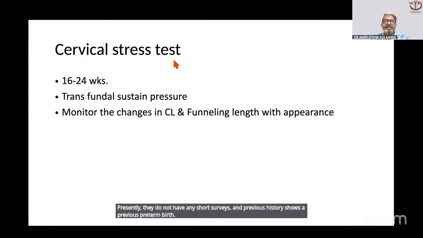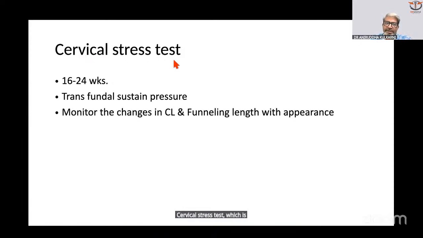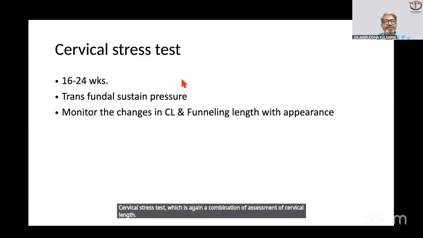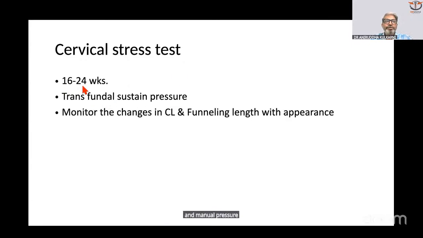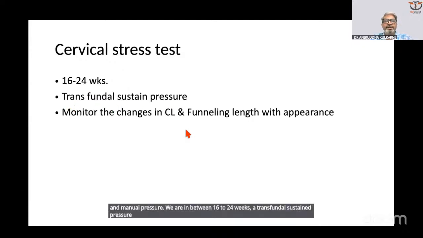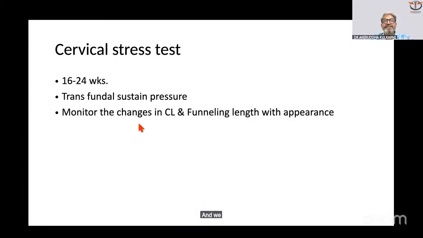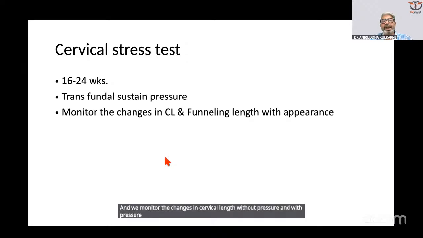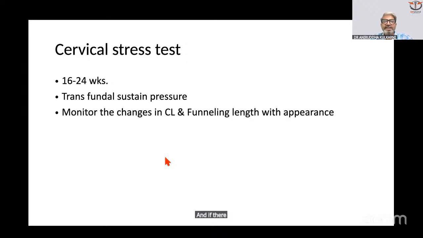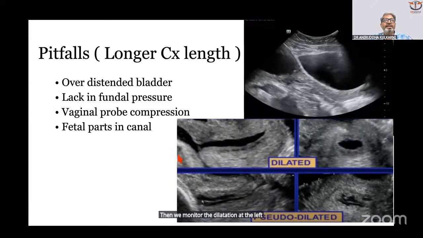The cervical stress test is a combination of assessment of cervical length and manual pressure, where between 16 to 24 weeks, a transfundal sustained pressure is given and we monitor the changes in cervical length without pressure and with pressure. And if there is a dilatation at the level of the internal os, then we monitor the dilatation at the level of the internal os along with the funneling length.